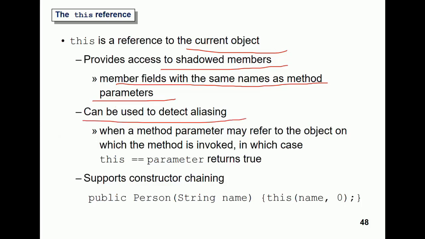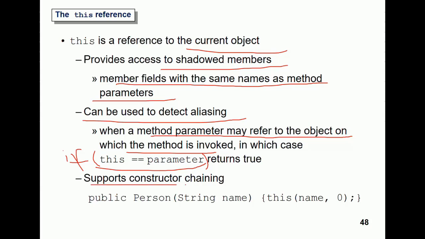It can be used to detect aliasing. This means when a method parameter may refer to the object on which the method is invoked, in which case this is equal to parameter. Okay, so if you want to detect whether or not a parameter being passed into your method is the same object as your object, then you can do this comparison. You say if this is equal to parameter, then do something. So you're basically checking if the parameter being passed in is exactly the same object.